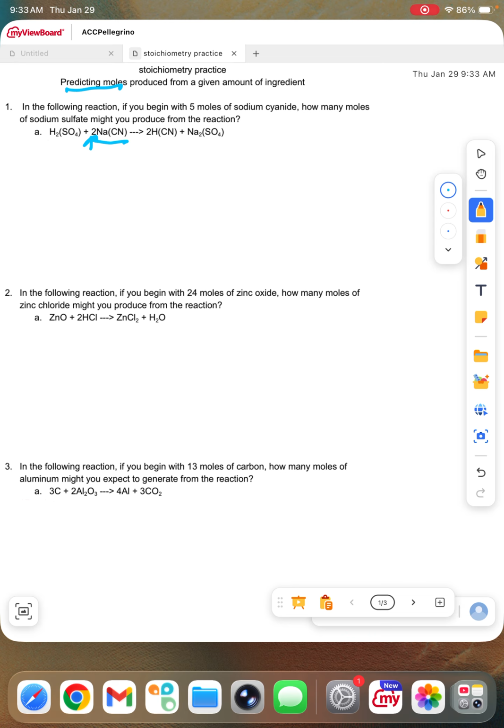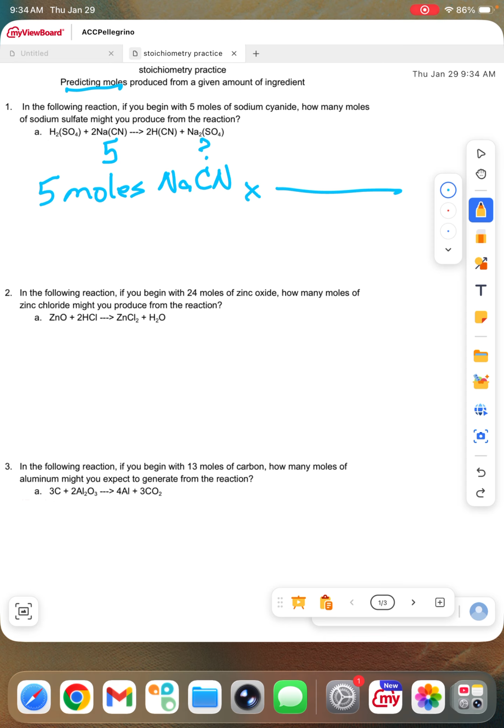element, the molecule. So the first problem says in the following reaction, if you begin with 5 moles of sodium cyanide, so that's here, how many moles of sodium sulfate might you produce from the reaction? Okay, so we're told we have 5 moles of sodium cyanide. We need to multiply that by whatever the conversion ratio is of moles to moles looking at our equation.